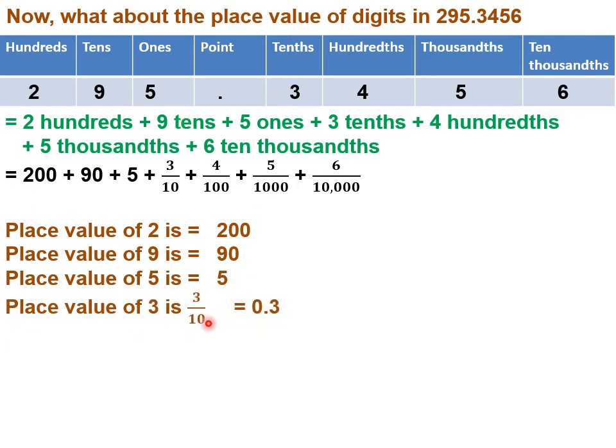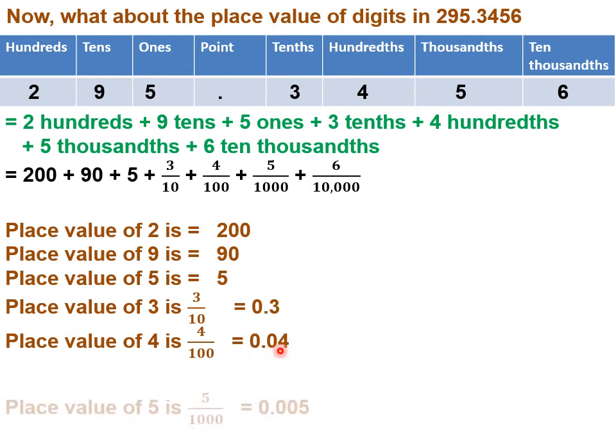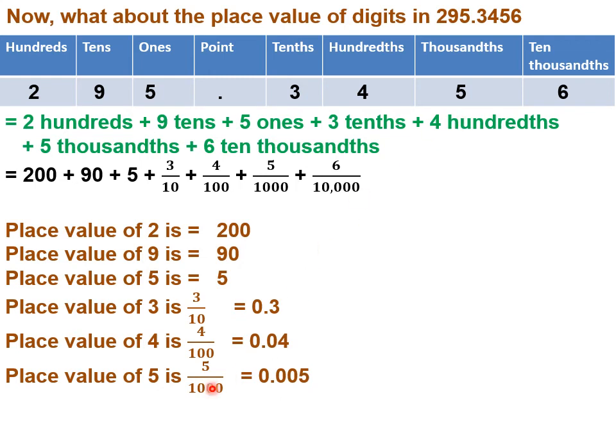So we will write 3 upon 10, and in decimal we will write 0.3. Then place value of 4 is in the place of hundredths, so we will write 4 upon 100. In decimal we will write 0.04. Then place value of 5 is thousandths, so 5 upon 1000. In decimal we will write 0.005. Then place value of 6 is in the place of ten-thousandths, so 6 upon 10,000, equal to 0.0006. So like this way we will write decimals place value.